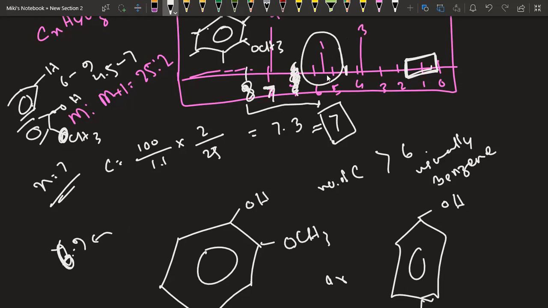Then we have this 5.5. This is for the benzene ring again. And 5.5 is for our phenol group, I mean the OH group, and the 3.8 is for our CH3O group, a CH3 single bond O group. Okay, this is our structure.